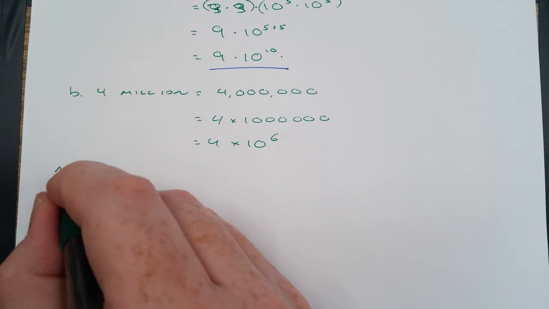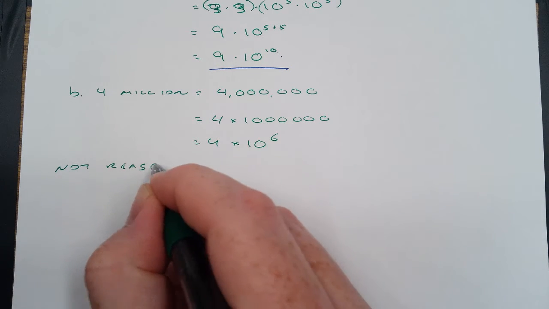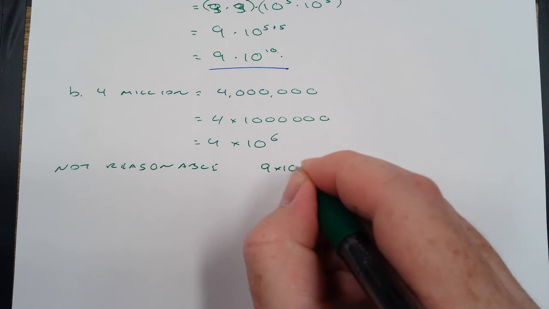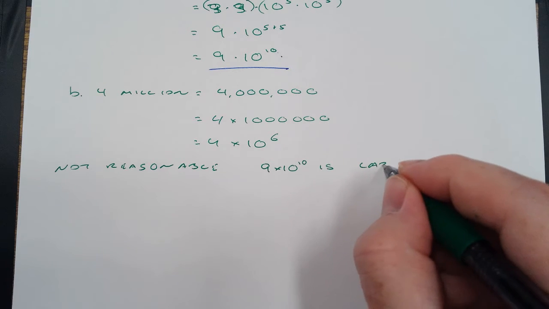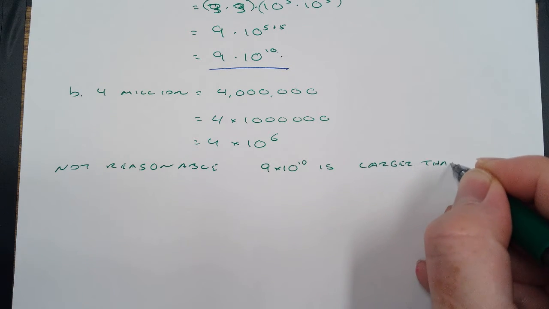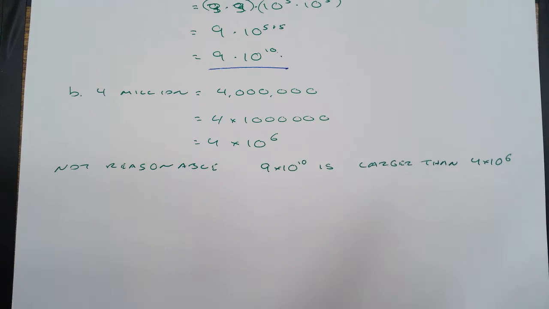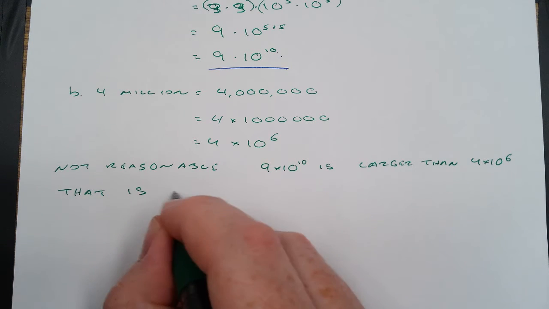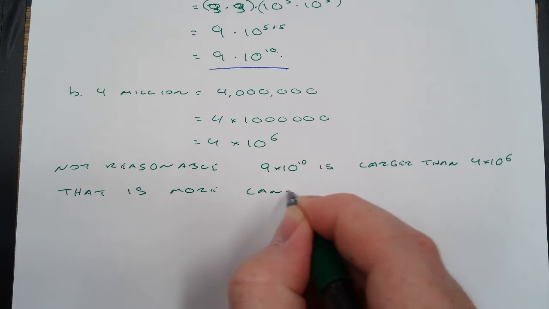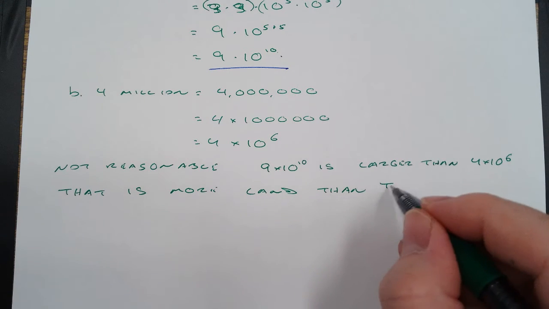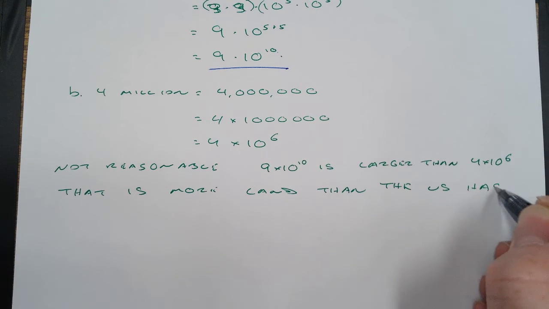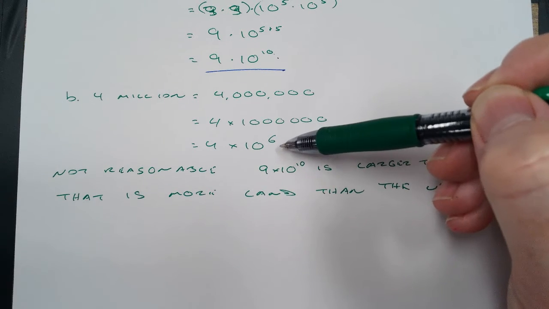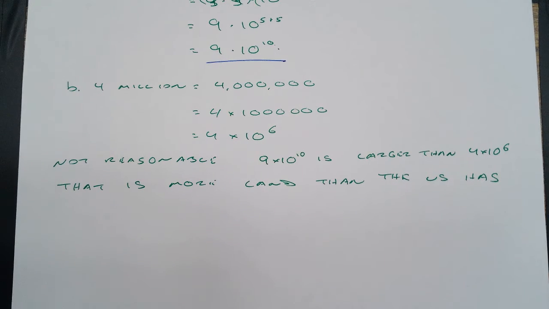So, conservationists are not being reasonable, because 9 times 10 to the 10th is larger than 4 times 10 to the 6th. That is more land than the U.S. has. We cannot save that much land because we don't have it. This is how much they want to save. This is how much we have. It's like if you want to save $5, but you have $2. Impossible.